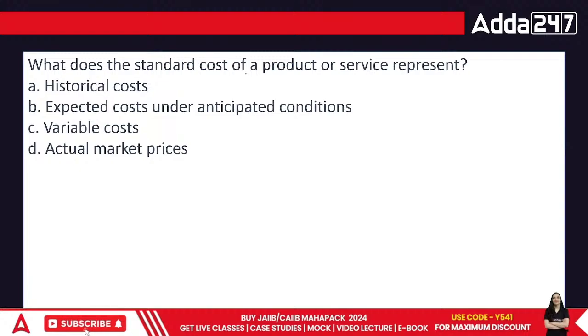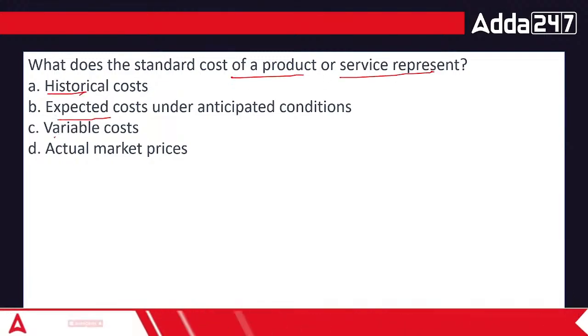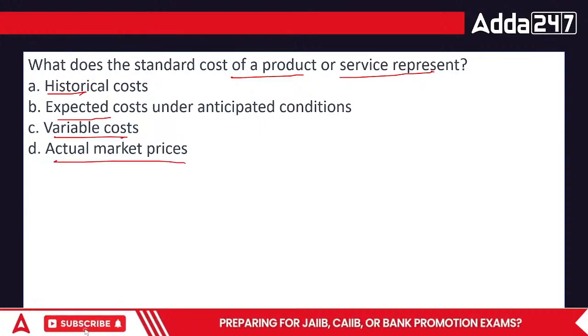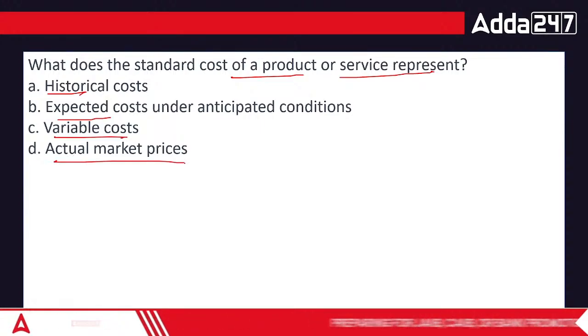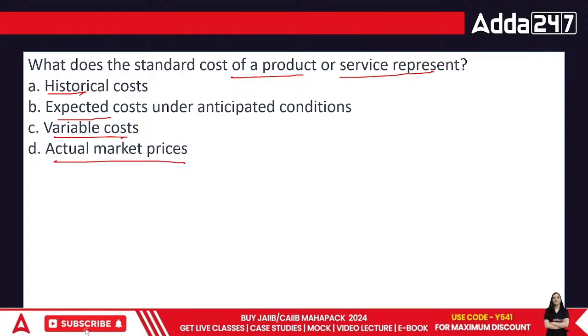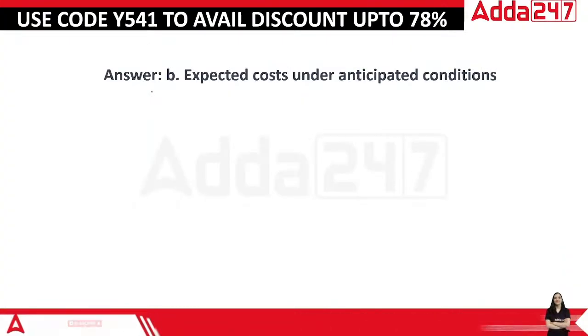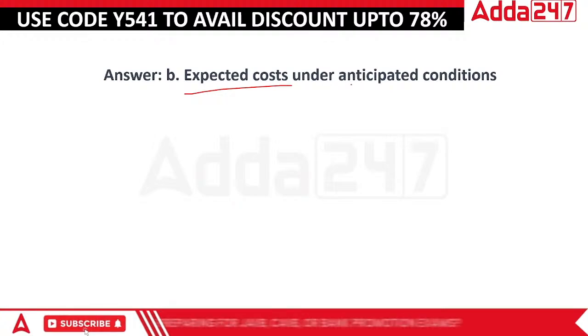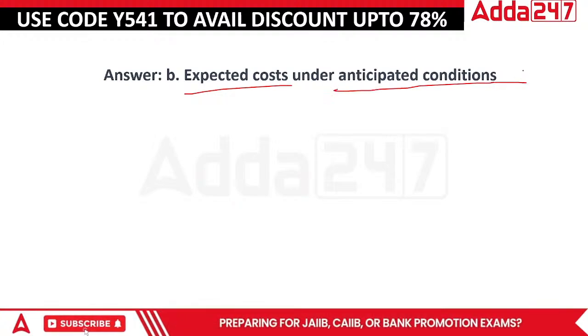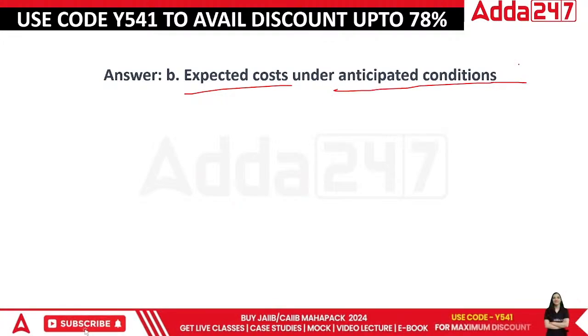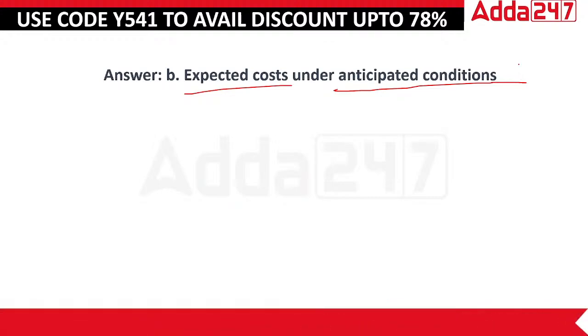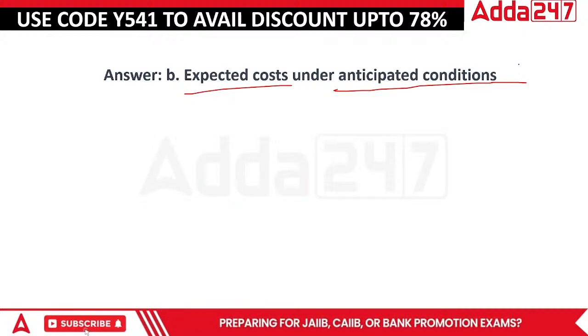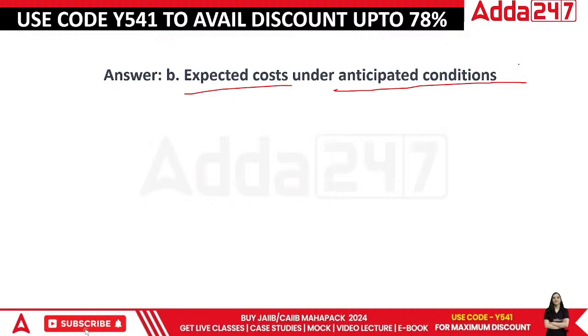What does the standard cost of a product or a service represent? Historical, expected cost, variable cost, or actual? Standards are basically something which is anticipated. Always remember, this is what we are expecting would happen, isn't it? There is no final key. This is the amount that will happen, and we are not flexible about it. It's a stupidity. Things will vary, things will change, and they can definitely have a lot of impact over other things.